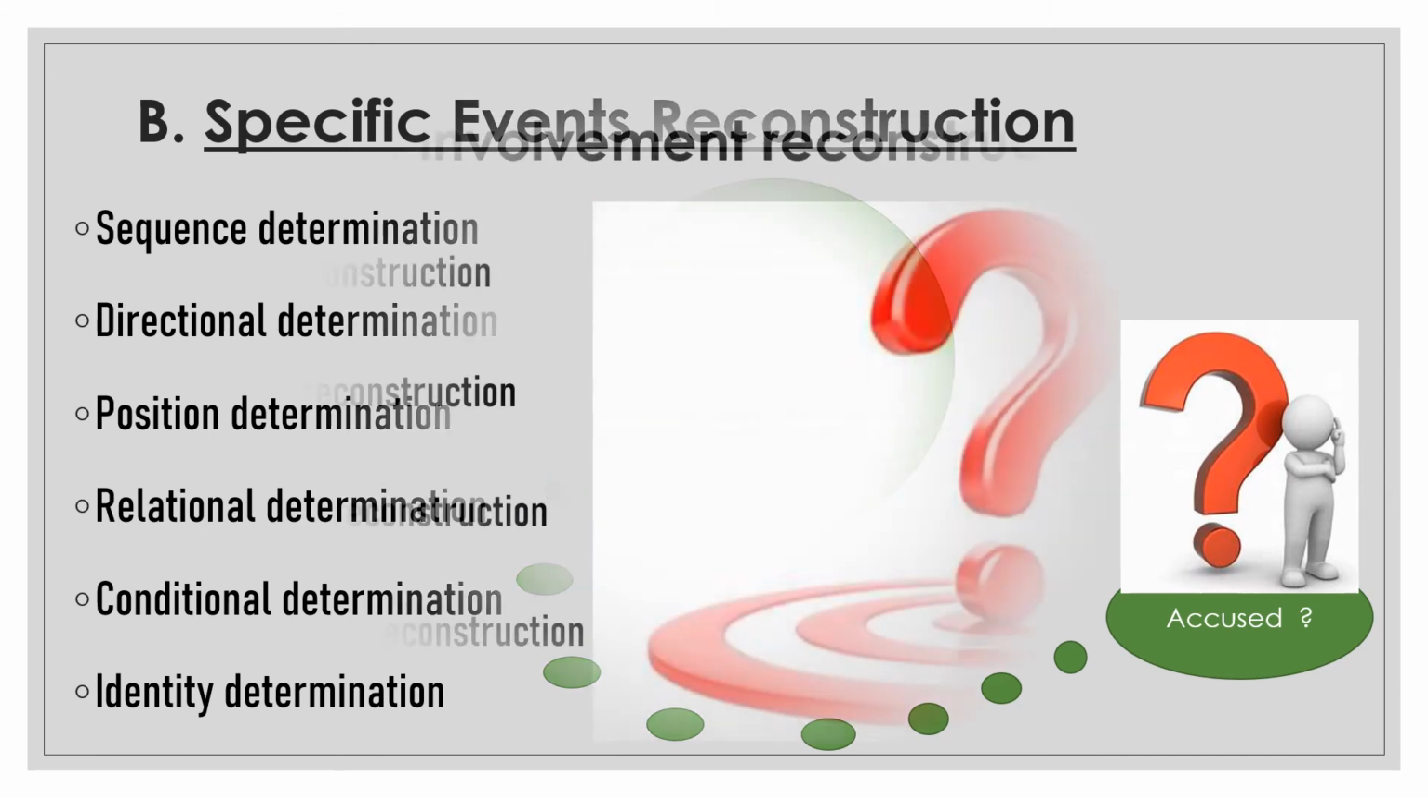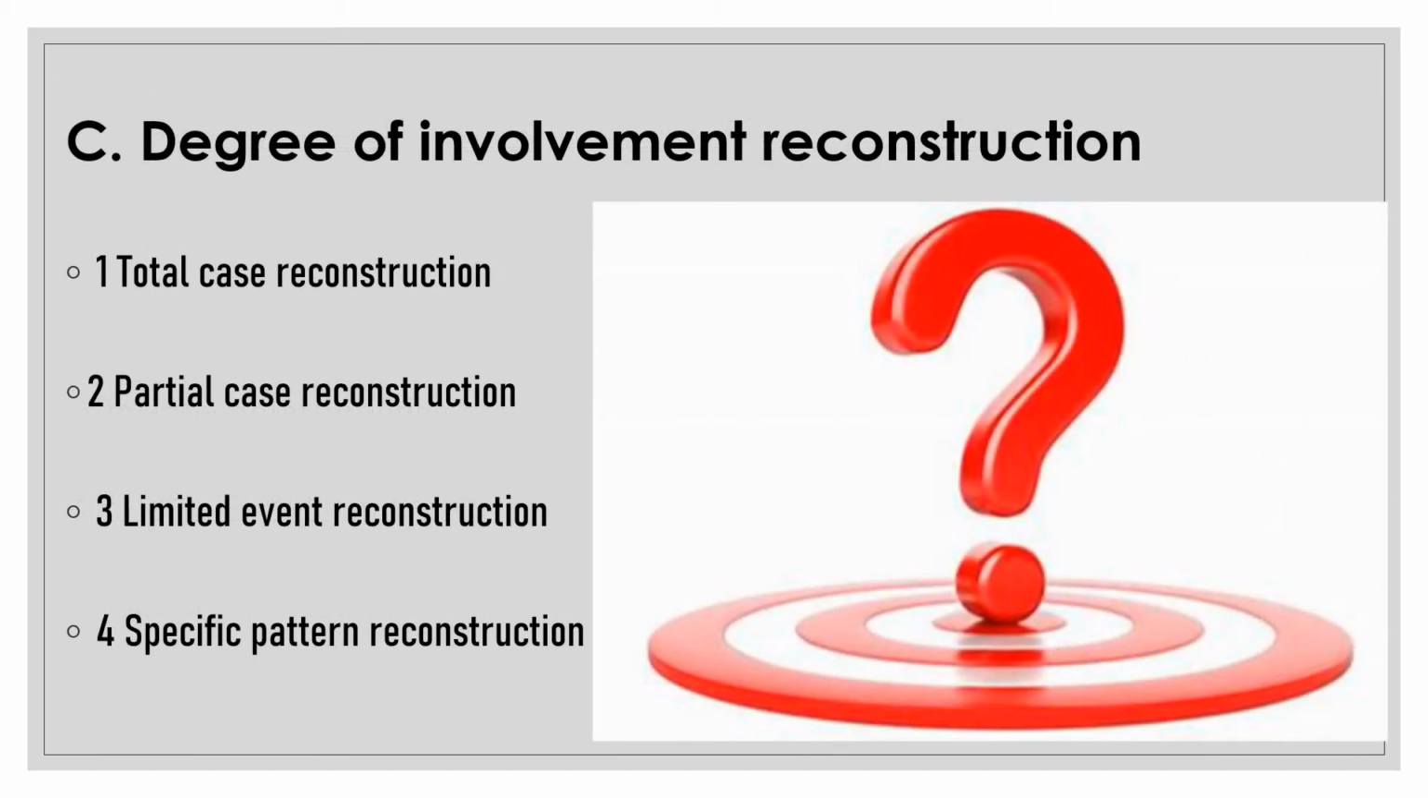So degree of involvement reconstruction. Now it includes the total case reconstruction, partial case reconstruction, limited events reconstruction, and specific pattern reconstruction. Those are all partial. But in total case reconstruction, it involves a variety of disciplines in the case.